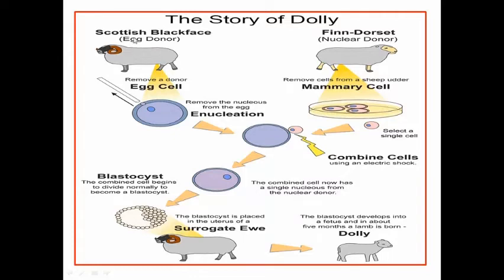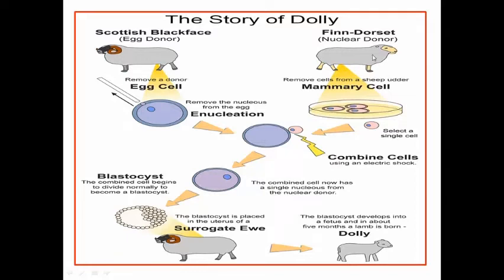The first one, the Scottish Blackface, is the egg donor. The second one, the Finn Dorset, is the nuclear donor. From the egg donor, the egg is isolated. In the egg, a nucleus is located inside the egg. Now the nucleus is removed. This egg is called an enucleated egg.